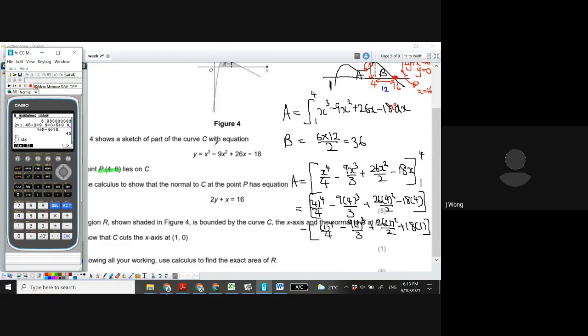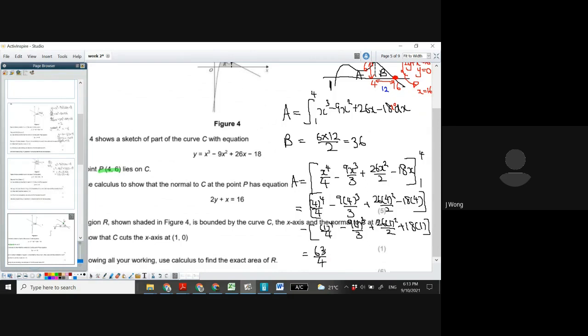Okay, remember to type in your original curve, not the expression that I integrate. So just type the entire thing into it and then find the answer. So I have x to the power of 3 minus 9x squared, adding on 26x minus 18. And then we have 1, 2, 4, and then just put it into the calculator. So we have 63 over 4.